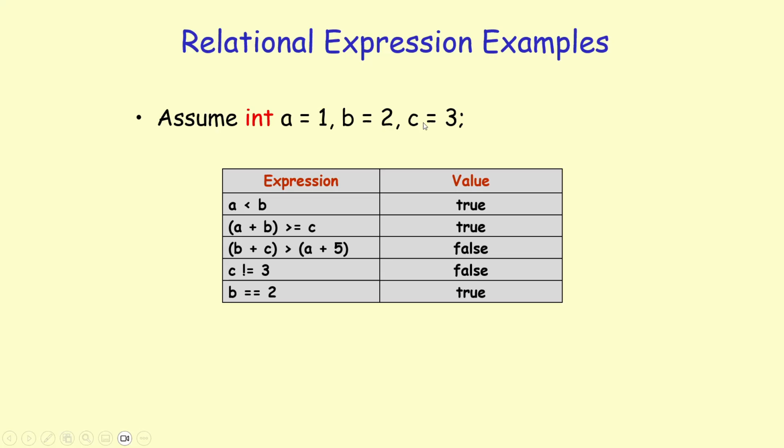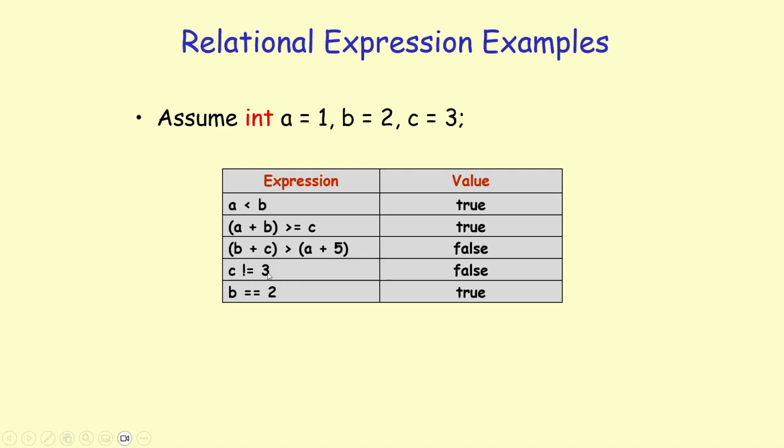The third one, b plus c. So b is 2, c is 3. So b plus c would be 5. Is 5 greater than a plus 5? a is 1, so it's 1 plus 5, 6. So is 5 greater than 6? That's obviously false.